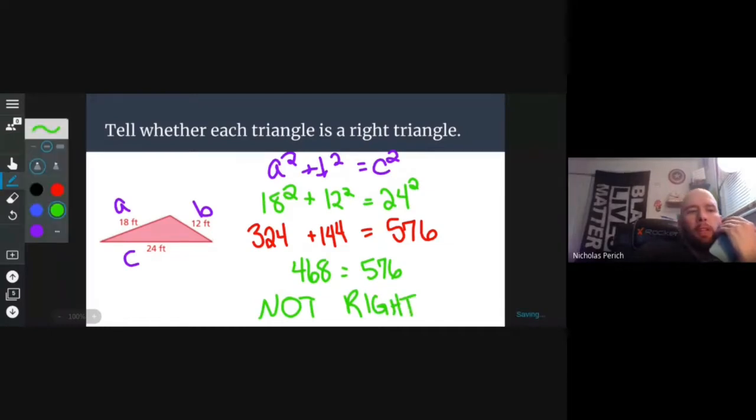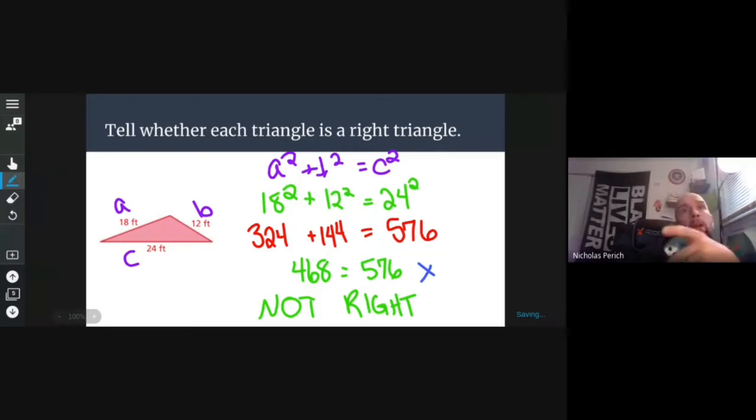So in the previous problem, when I did all of my math, they equaled each other, which meant it was a right triangle because it followed the Pythagorean theorem. And in this case, when I did all the math, they didn't equal each other. Therefore, it's not right because it doesn't follow the Pythagorean theorem. That's it. So if they equal each other, it's a right. And if they don't equal each other, it's not a right.